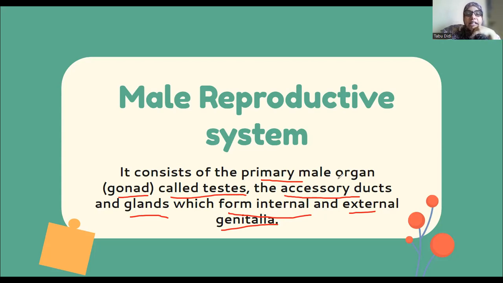You have the accessory ducts, and then you have the glands, which will form the internal and the external parts of the male reproductive system. What are the different subparts, subcategories in it? We are going to see as and when we move forward. First we are going to focus on the gonads, that's the testes. We are going to see the structure in detail, and the transverse section, that is the TS of the testes, in detail.